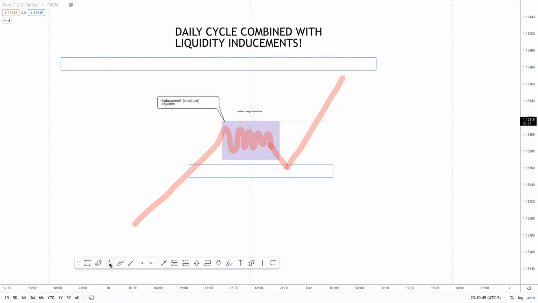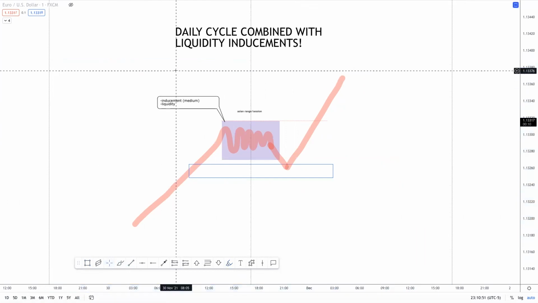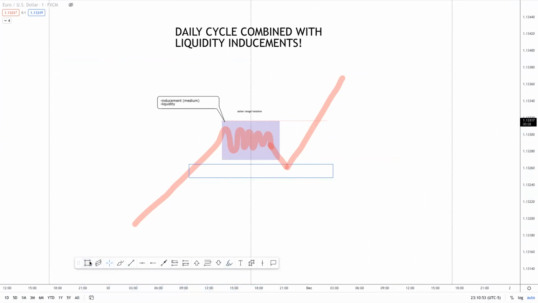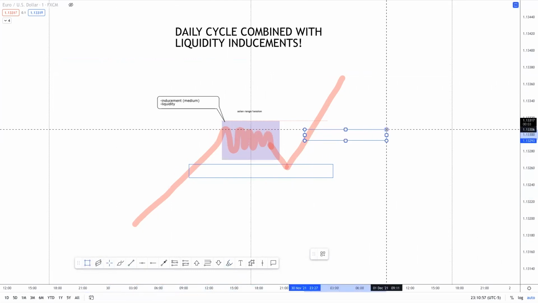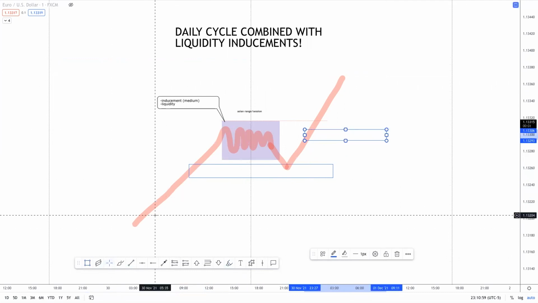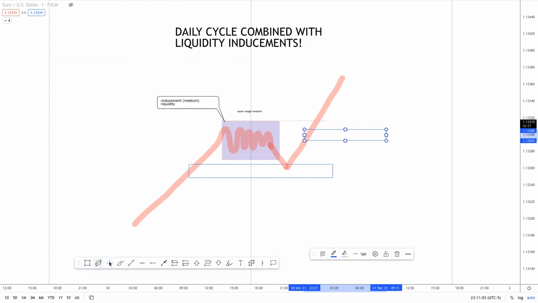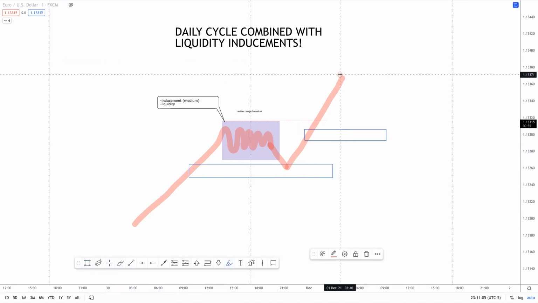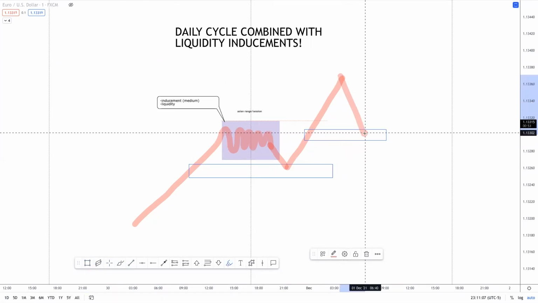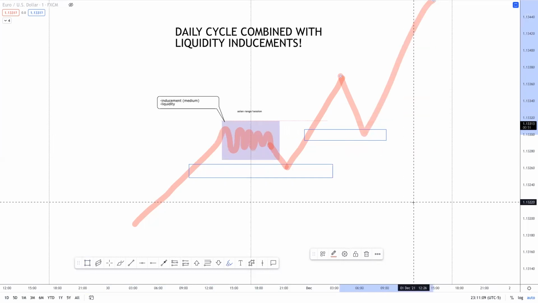However, let's say there was no valid POI here. What can we expect? Well, let's assume that there was a POI resting internally here. And we see that the market has been bullish, structurally has been bullish. We can expect during the New York session that price will retrace, mitigate, and run. So this is the daily cycle at its barest form, right? And diagrams really are the best way to explain it.